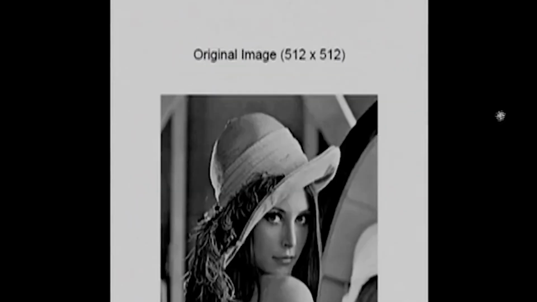So, this was our original image, which is Lena, and its size is 512 cross 512. And after performing the same operations as explained before, we have decomposed this original image into 4 subbands. This is my first subband, which we have called the LL subband. This is another subband called the LH subband. This subband is the HL subband. This subband is the HH subband.